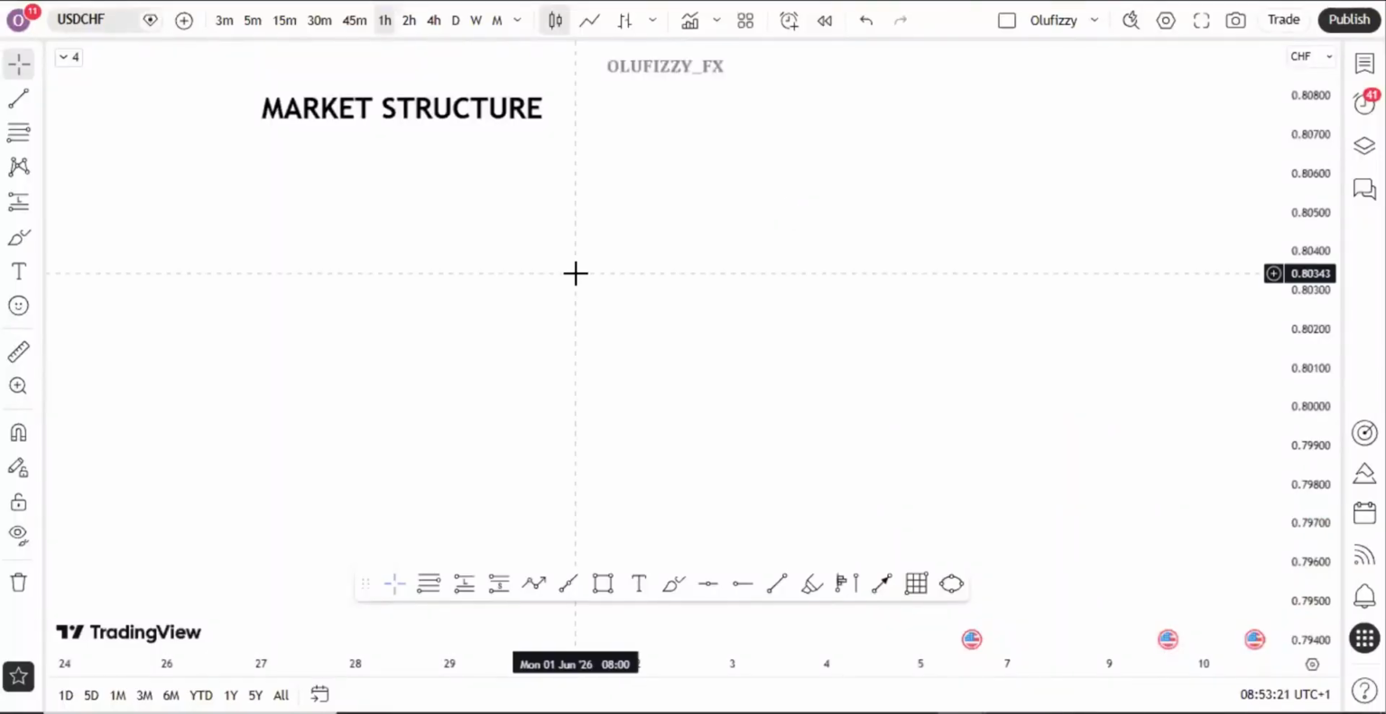Have you ever opened a chart and seen markets going up, going down, or moving sideways? The answer is in one of the most important concepts when it comes to trading, which is market structure. Before you learn about any indicator, strategy, or pattern, you must first understand how markets move. Because if you can't identify the trend, you are basically trading blindly.